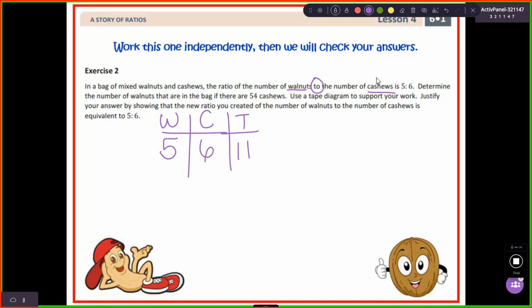The next thing I'm going to write is determine the number of walnuts that are in the bag if there's 54 cashews. So where am I going to put 54? Under cashews. Do this by yourself. Fill in the unknown boxes in your table.